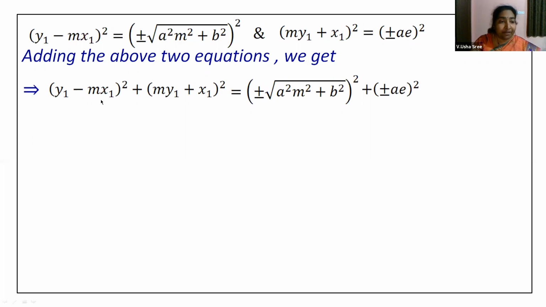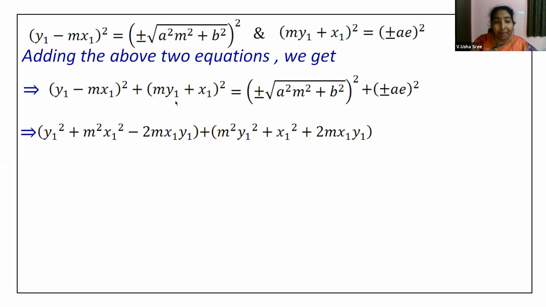Now, the first one, when we expand this, we'll have y1 square plus m square x1 square minus 2m x1 y1. Then m square y1 square plus x1 square plus 2m x1 y1, which is equal to, now here the square root gets cancelled, children. You will have a square m square plus b square. And of course here plus or minus also becomes positive, so a square e square. Further we will simplify: minus 2 m x1 y1 and plus 2 m x1 y1 get cancelled.